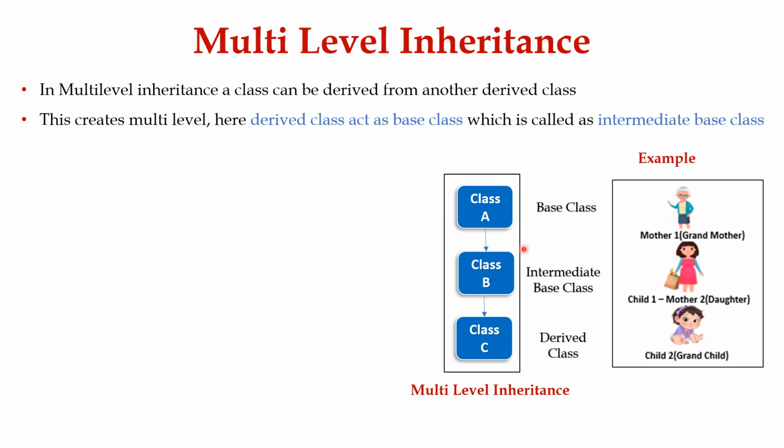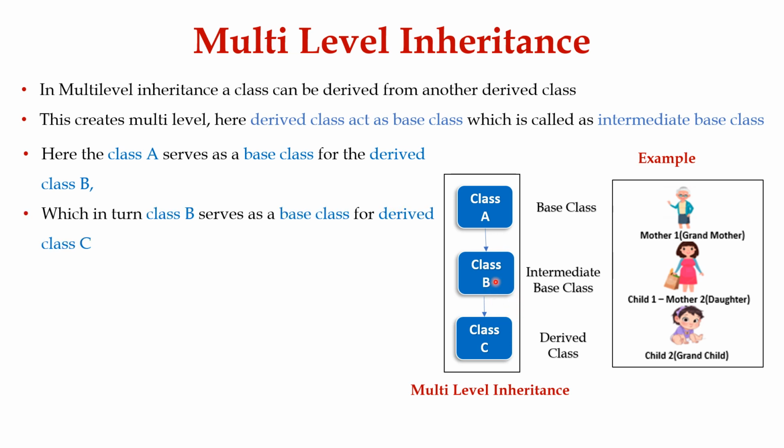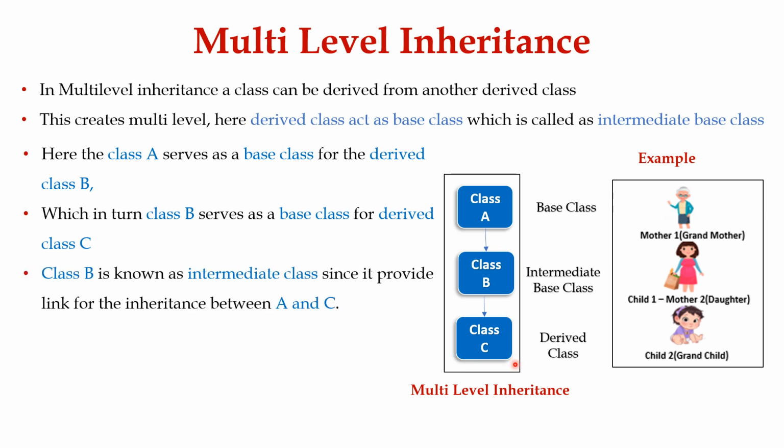So we have three classes, namely class A, class B, and class C. Class A is the base class, class B is the intermediate base class, and class C is the derived class. We can see in detail here. Here, class A serves as a base class for the derived class B, which in turn serves as a base class for the derived class C. Now, class B is known as the intermediate class since it provides a link for the inheritance between class A and class C. The chain A, B, C is known as the inheritance path.